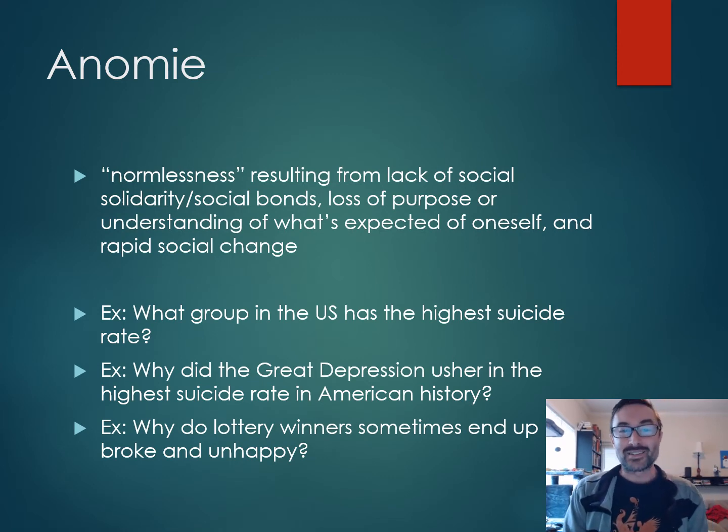And Durkheim did address the fact that not everyone exists equally in the social structure. One of his most important contributions to sociology is the concept of anomie, which means normlessness. Anomie results from lack of social solidarity or social bonds, a loss of purpose or understanding of what's expected of oneself in the context of rapid social change. So, when a society is so complex and changing in so many ways, it is really easy to get sort of lost in it, to not know what to do, what to think, to not even really be sure of who you are. And many of us have felt lost, alone, isolated, purposeless.